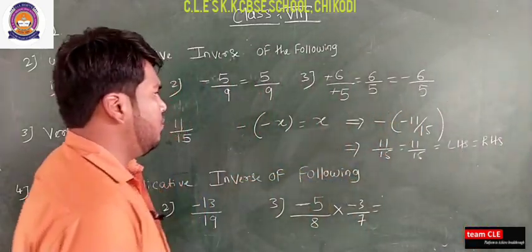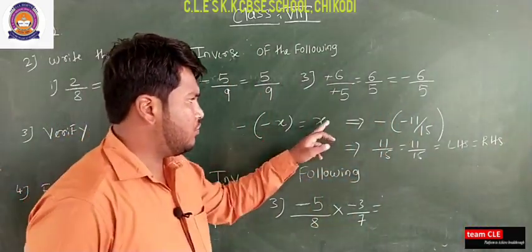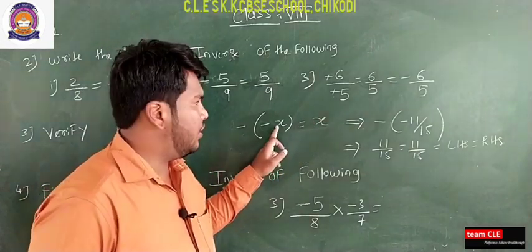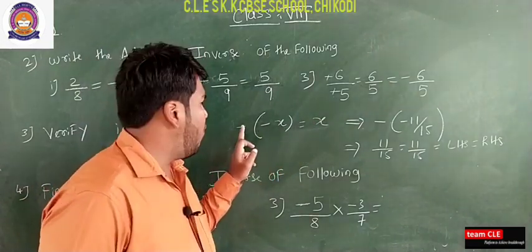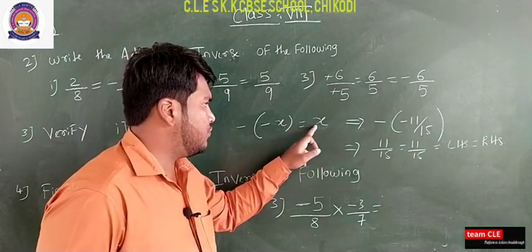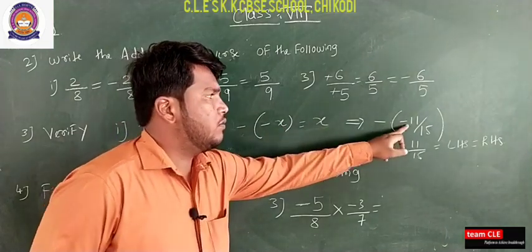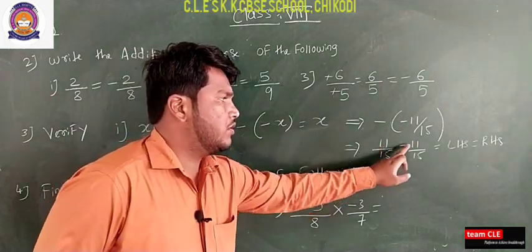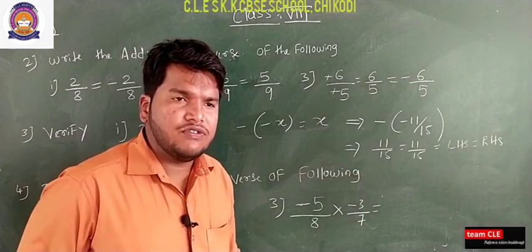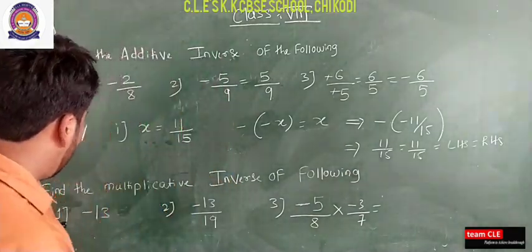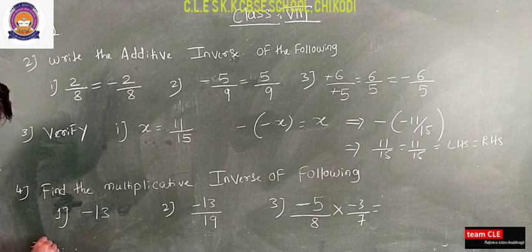Okay, so this you have to complete. Just put x equals 11 by 15 and use the form minus of minus x equals x. Minus into minus is plus, so 11 by 15 is equal to 11 by 15, that is LHS is equal to RHS. Now see, now the fourth one.